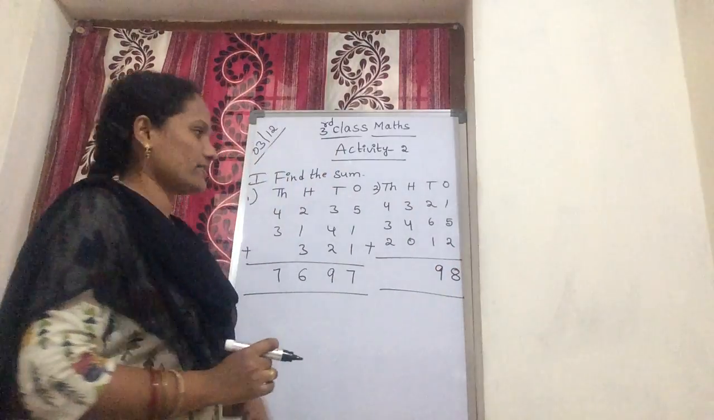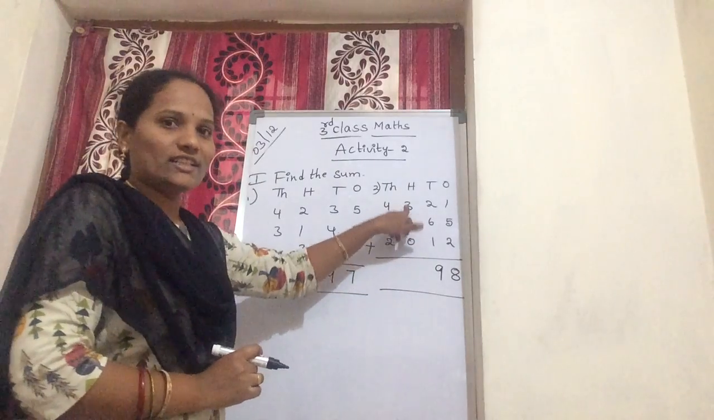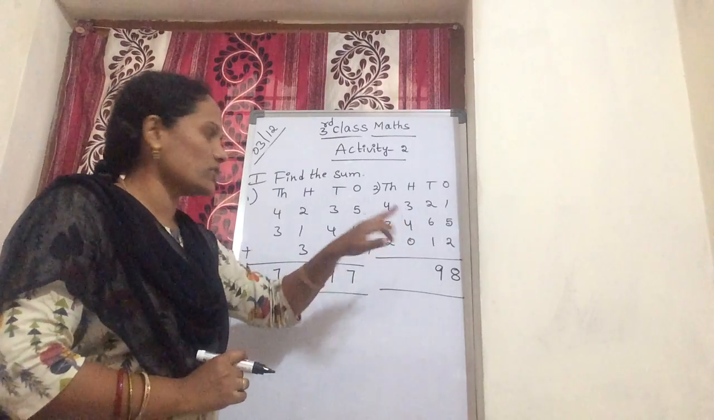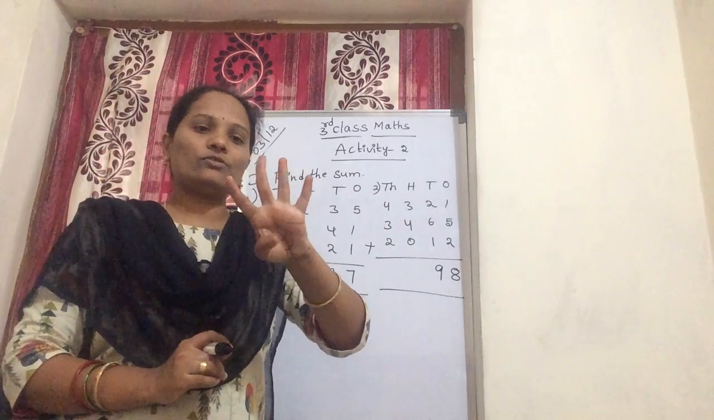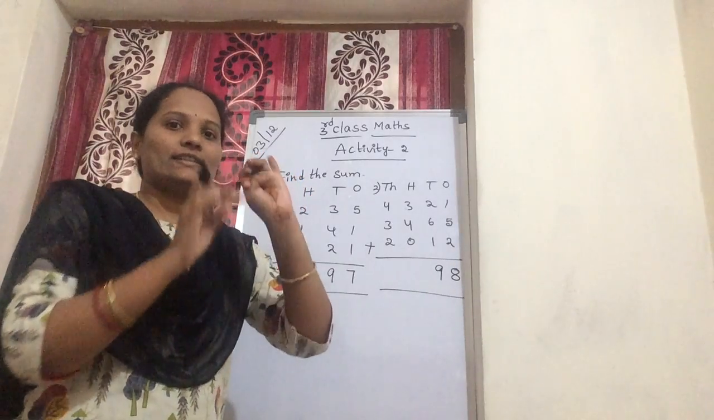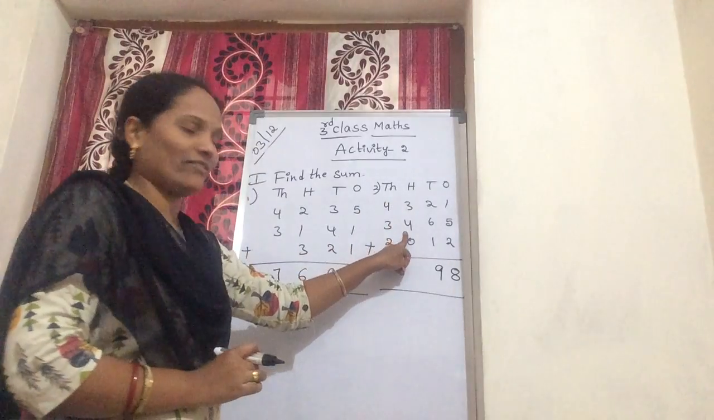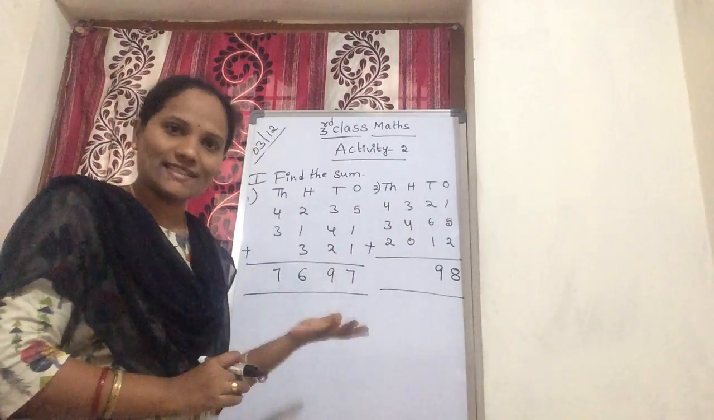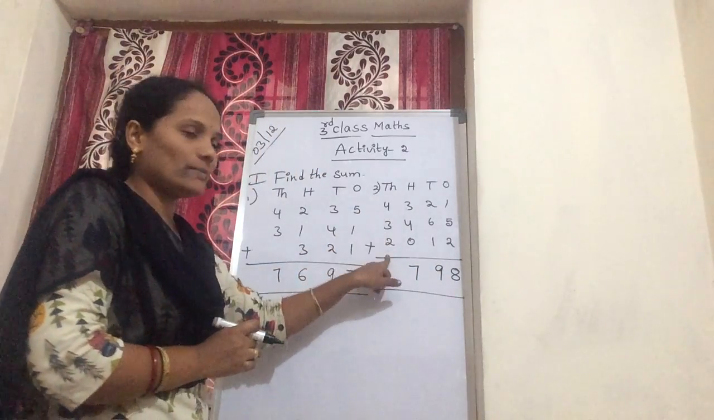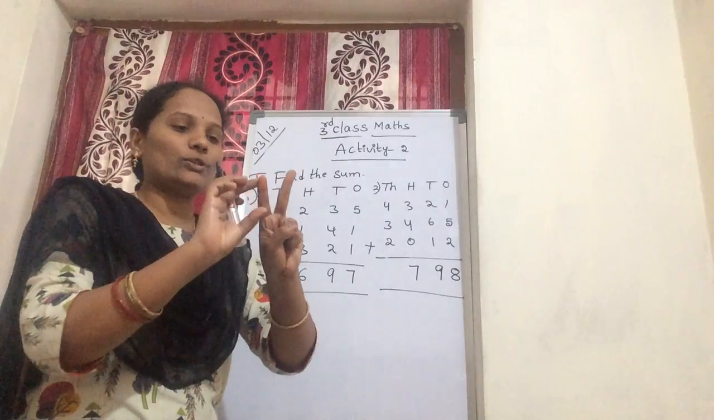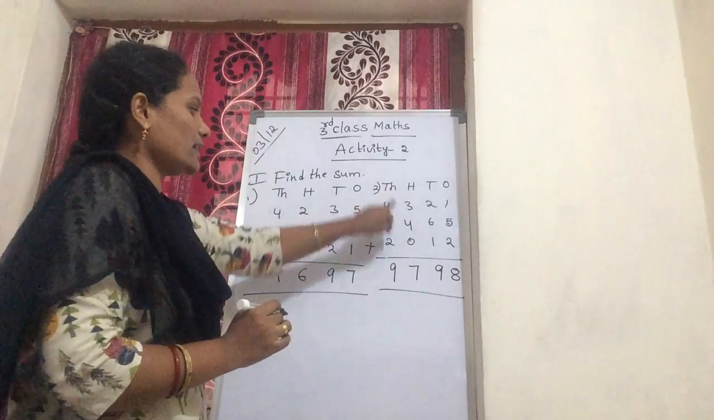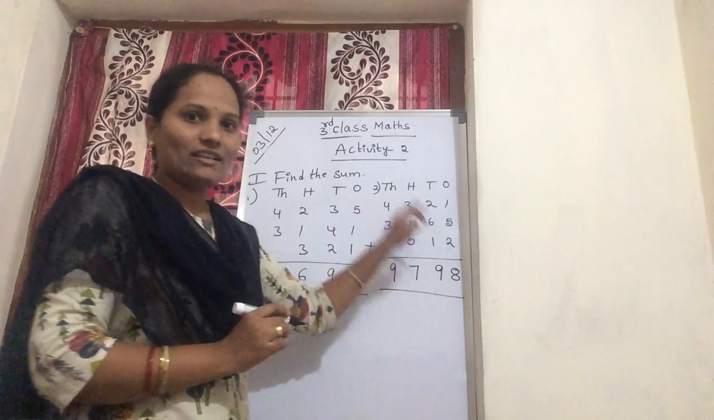Now the next one, 3 plus 4. Keep 3 in mind. 3 after 4, 5, 6, 7. So 3 plus 4 is 7. Now 7 plus 0 is 7. Again 3 plus 4 is 7. 7 plus 2: after 7 comes 8, 9. What is our number? 9,798. Please copy it.